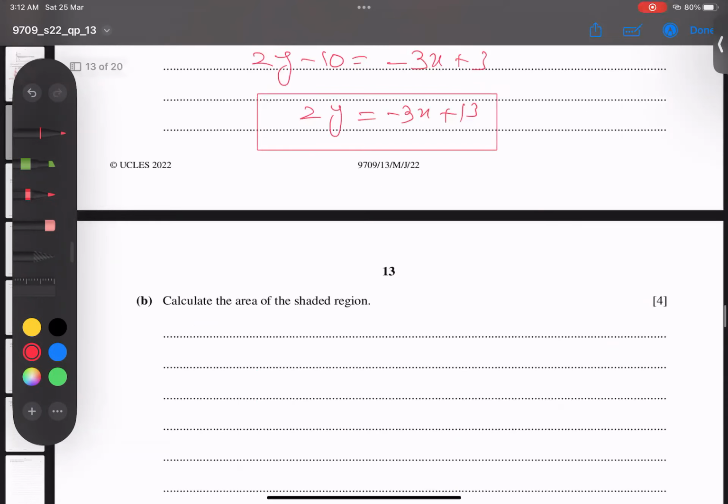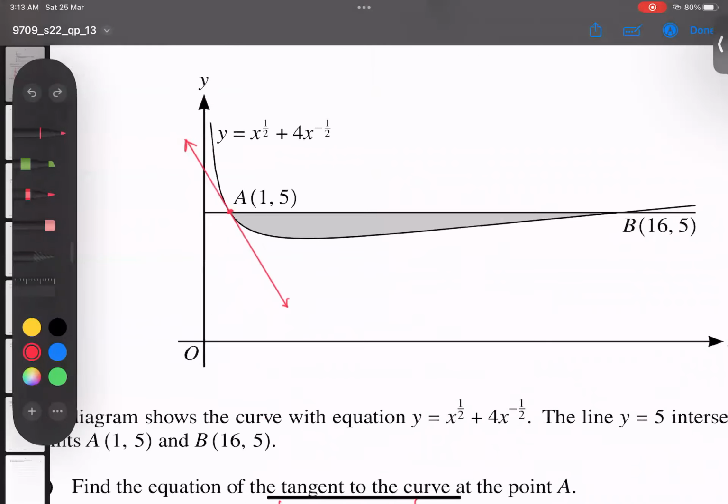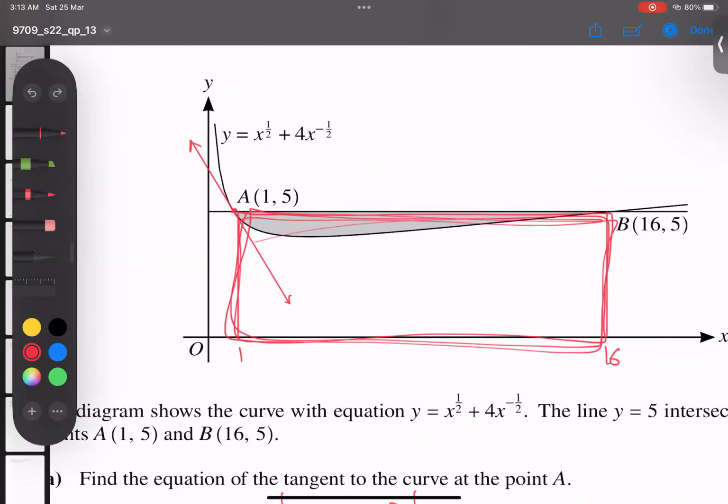Next part, he's asking us to find the shaded area. So how can we find it? First of all, we have to check the points of intersection. This is 16, and this point of intersection is 1. Can you see that this full shape is a rectangle area? Look at it, students. I show you, this is the rectangle form, and I make it a little bold so you can understand. This full shape is called the rectangle area.